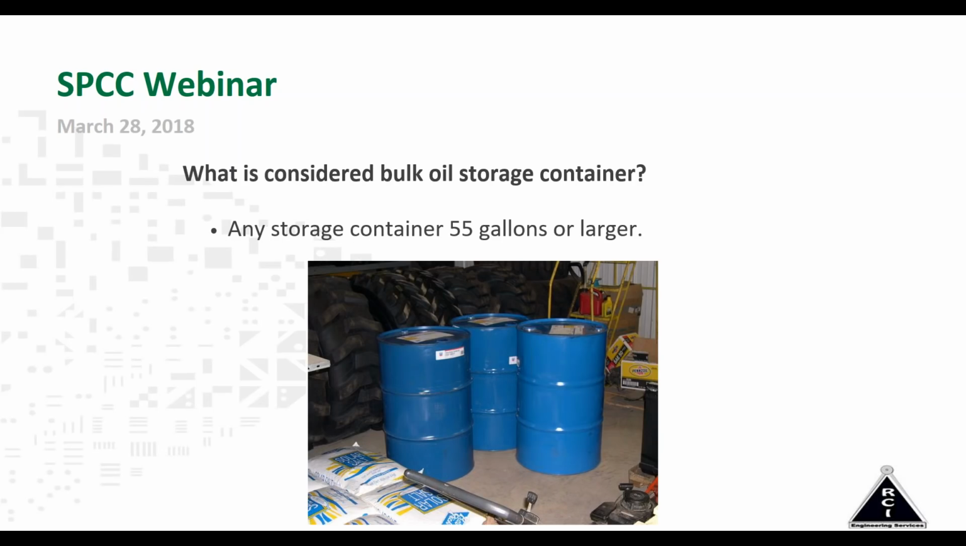What's considered bulk? Anything that's in a container 55 gallons or larger is considered a bulk oil storage container. So when we're looking at the SPCC plan thresholds, we don't count anything in a container smaller than 55 gallons. If it's a 30-gallon drum, 5-gallon pail, or quart bottles, we don't consider those. Those are not bulk oil storage containers, so we don't add those into the combined total.